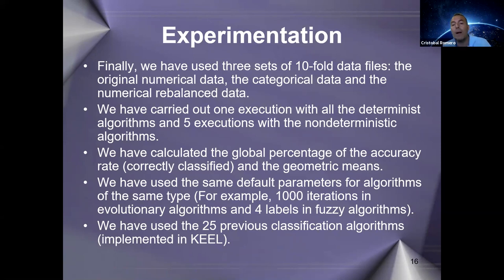We have calculated the global percentage of the accuracy rate, correctly classified, and the geometric mean. These are the two evaluation metrics that we use, the accuracy rate and the geometric mean. We use the same default parameters for the algorithms. For example, in the fuzzy or evolutionary algorithms, we use 1,000 iterations in evolutionary, and in the fuzzy algorithm, we use 4 levels. We also use 25 previously defined classification algorithms implemented in KEEL, okay?